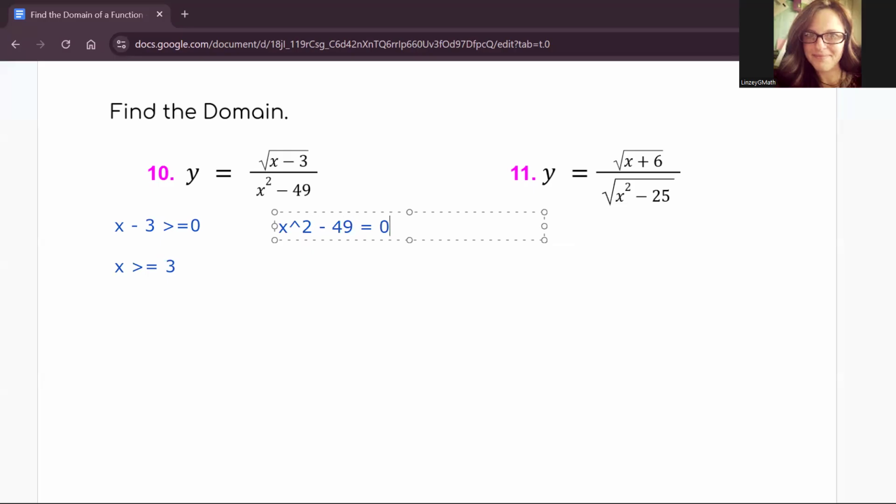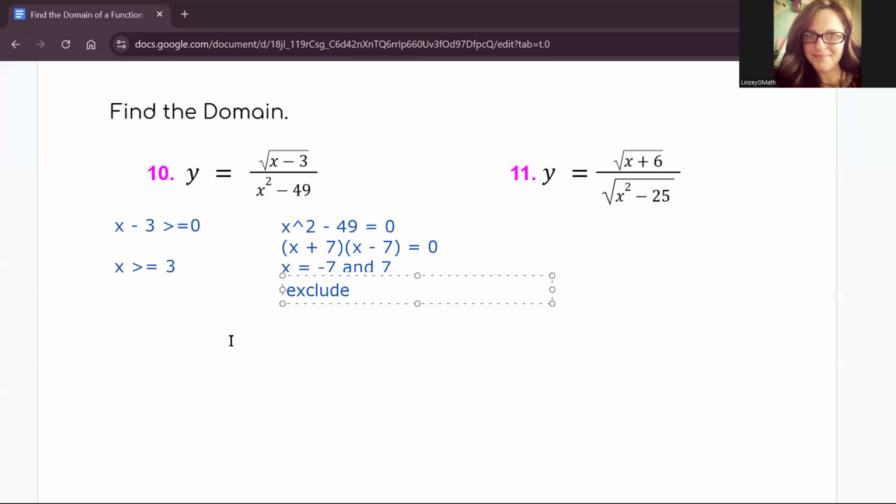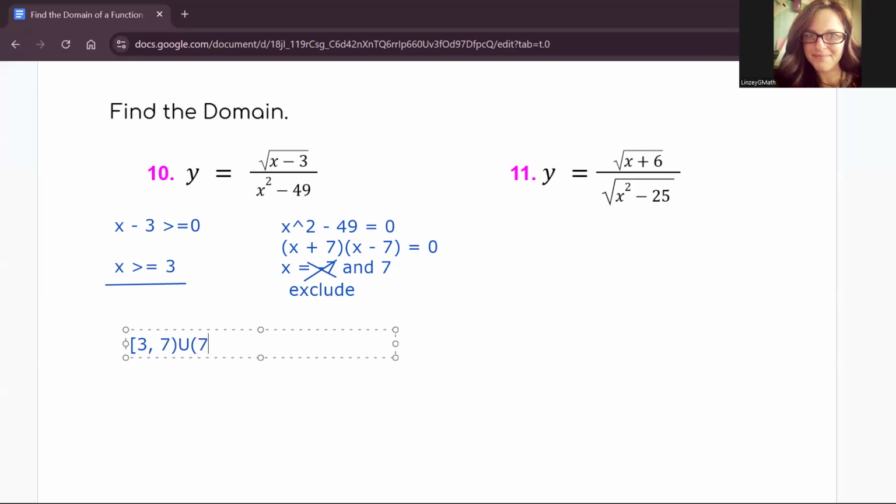x squared -49 is equal to 0. And we could factor a difference of squares and then set each factor equal to 0. Either way, we get -7 and +7. So this is when the denominator is equal to 0. So we need to exclude these values. However, we don't even need to worry about -7 because x is already greater than or equal to 3. So we need all values greater than or equal to 3. So we can include 3, and we'll go up to 7, but we need to jump over 7. We cannot include 7, and there is our domain.